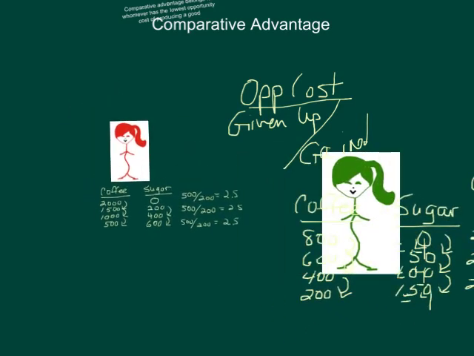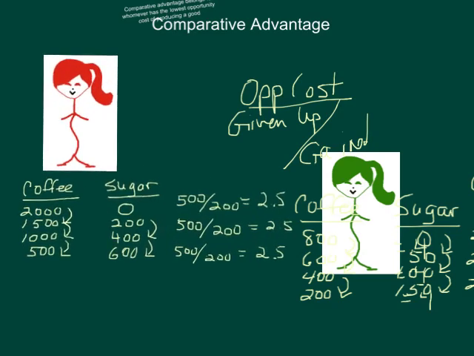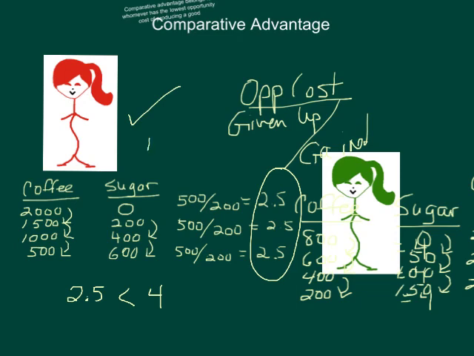Our red farmer wins the prize because her opportunity cost at 2.5 is the lowest. 2.5 is less than 4, and so this is the one who will grow sugar. All right, so there's a mathematical example of comparative advantage. So our red farmer is the one who has the comparative advantage in growing sugar. She's going to be giving up the least.